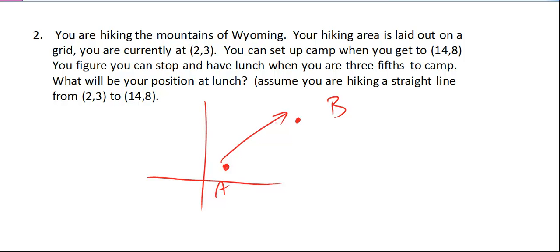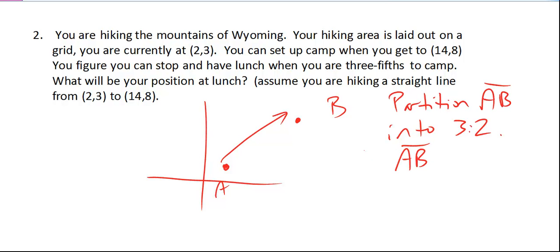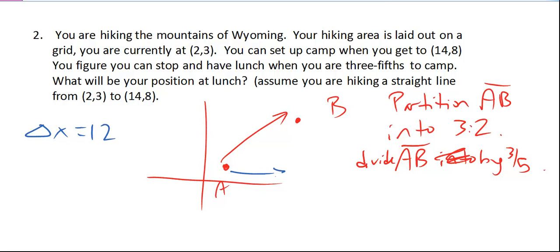So, basically, this is a fancy way of saying partition segment AB into a ratio of 3 to 2, or I can say some new point divides AB by 3/5, something like that. Okay, so obviously we know there's 5 parts. I want to go find 3 of them, so we need to find the change in x and the change in y. So my change in x is 12. Right, I'm going 12 to the right. My change in y is up 5.